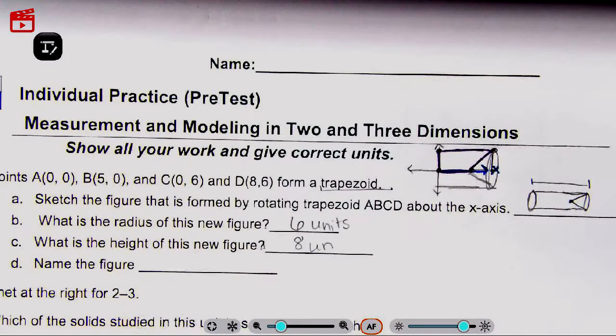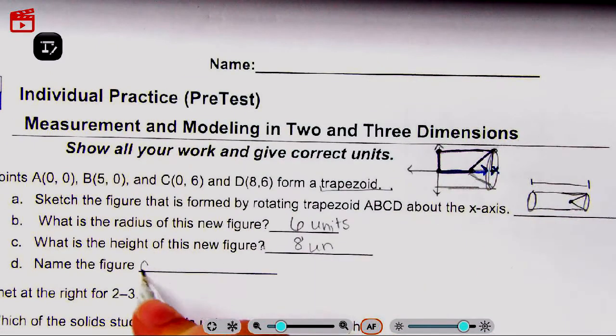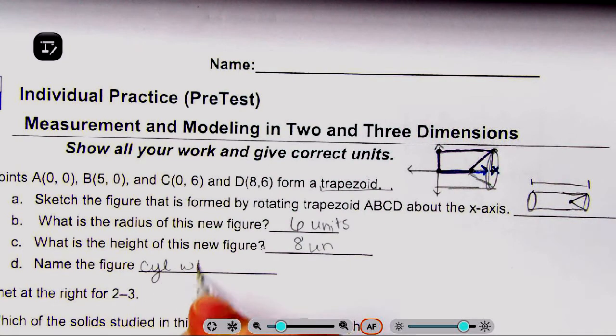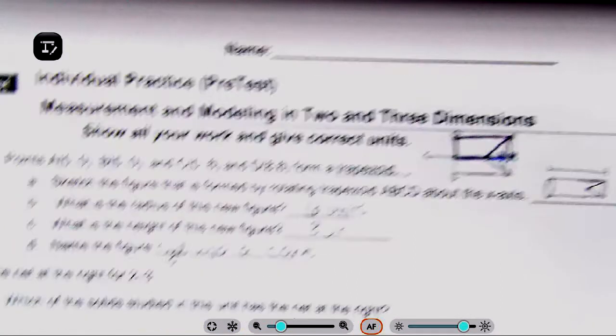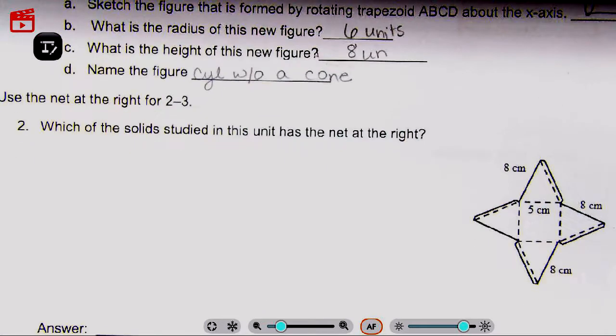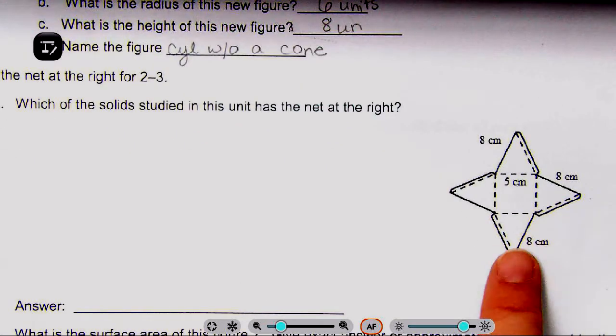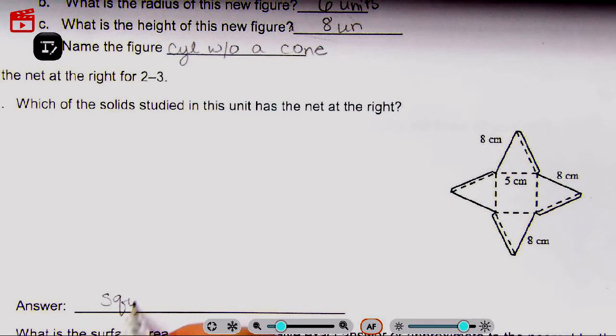Name the figure. We have a cylinder without a cone. Or you can say the cone has been drilled out. Let's go ahead and continue. Which of the solids studied in, so name this thing right here. It is a square pyramid.